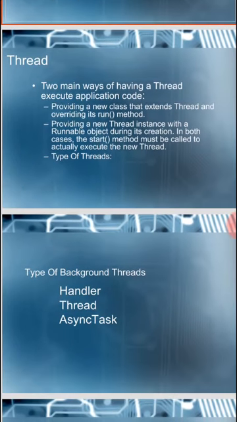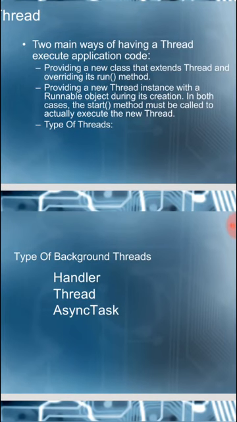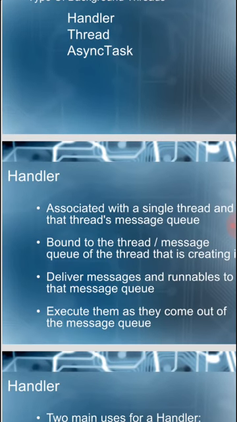Okay, now in this slide you are seeing the types of background thread. Further, there are three types. First is handler, then thread, and then asynchronous task. All three are types of background thread. Okay. In this slide, you are seeing that a handler is added as part of the current running thread, as a queue to the current running thread. It also delivers messages to the thread by providing the time when it will be executed.